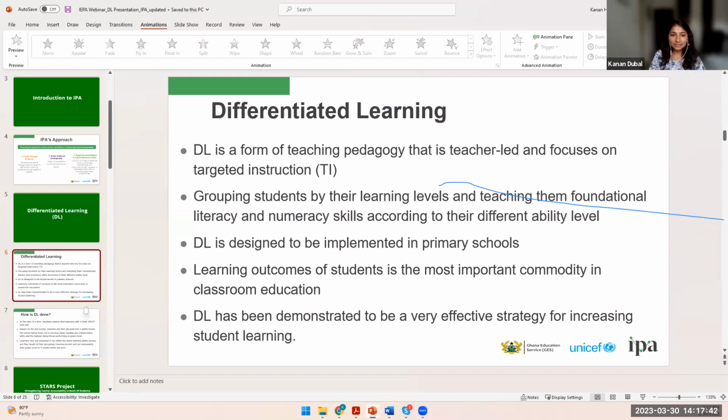So the DL is a pedagogical approach that tailors instruction to the level of the student's current knowledge instead of the grade level of the official curriculum, which means teaching students at their level of knowledge and not their grade level. And this is teacher-led. Previous research in Kenya and India has demonstrated that targeted instruction is an effective and cost-effective strategy to increase student learning.